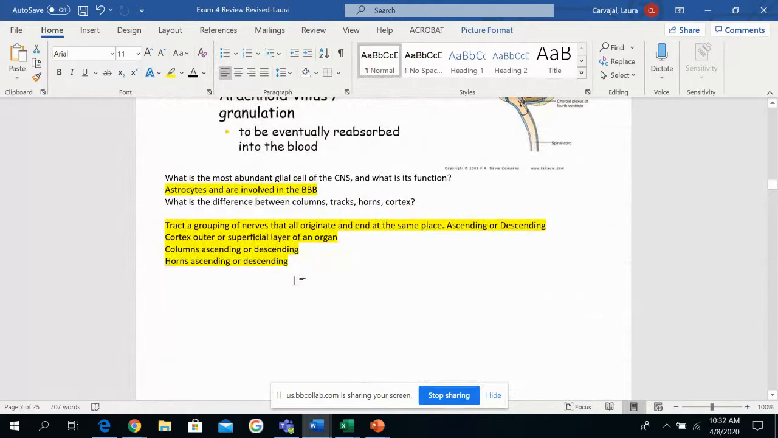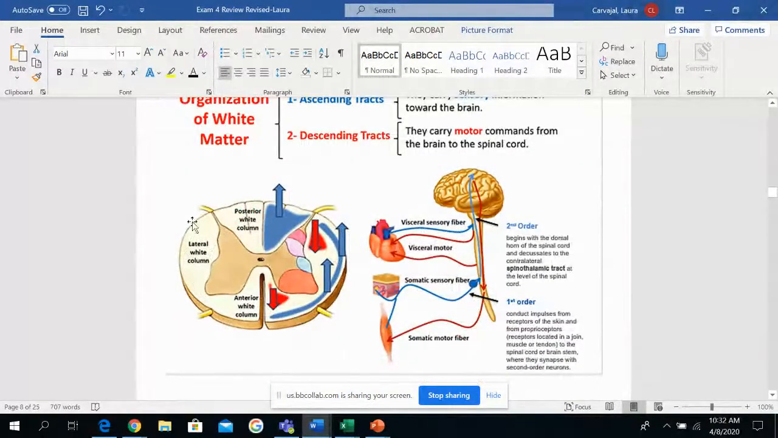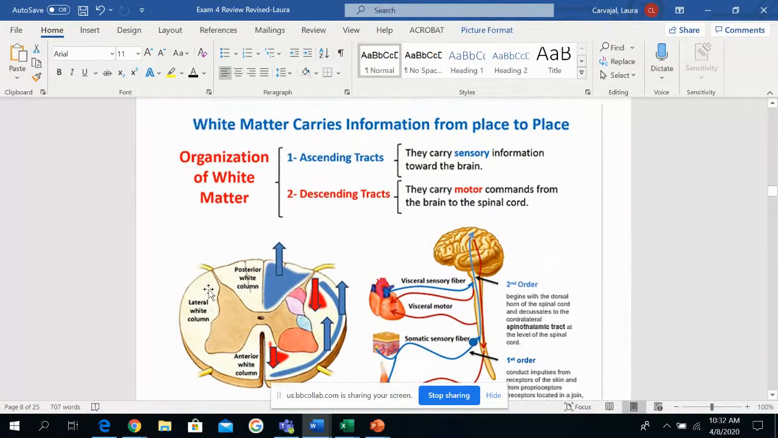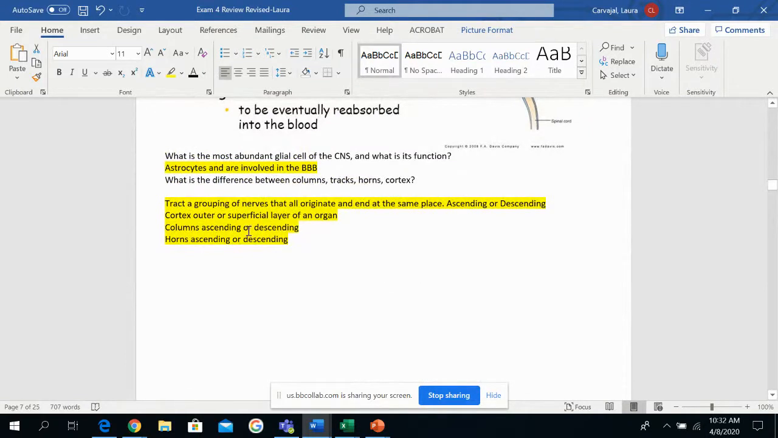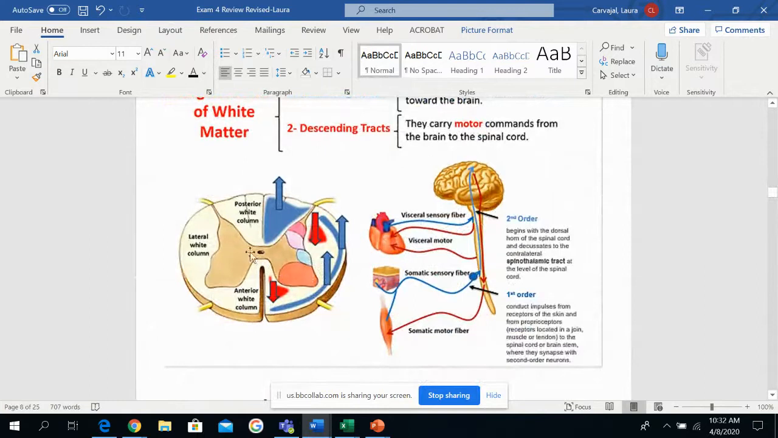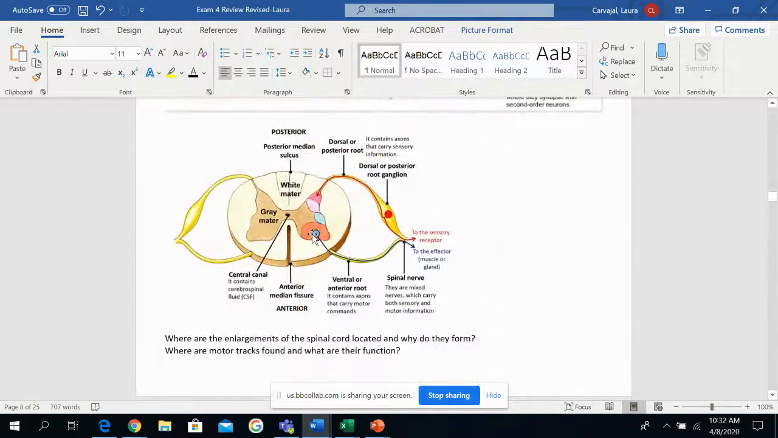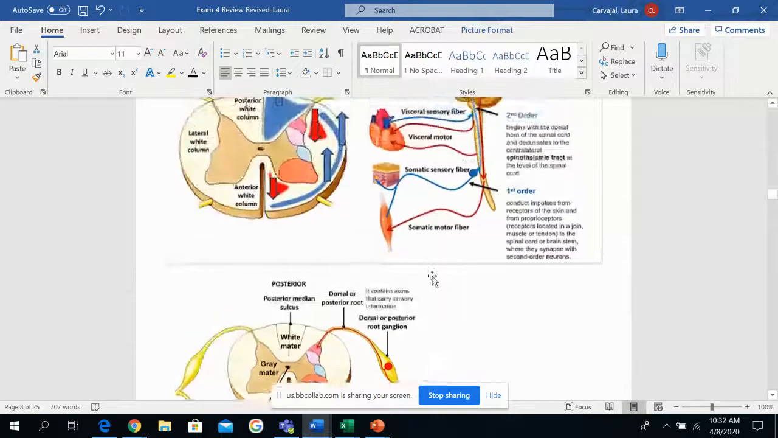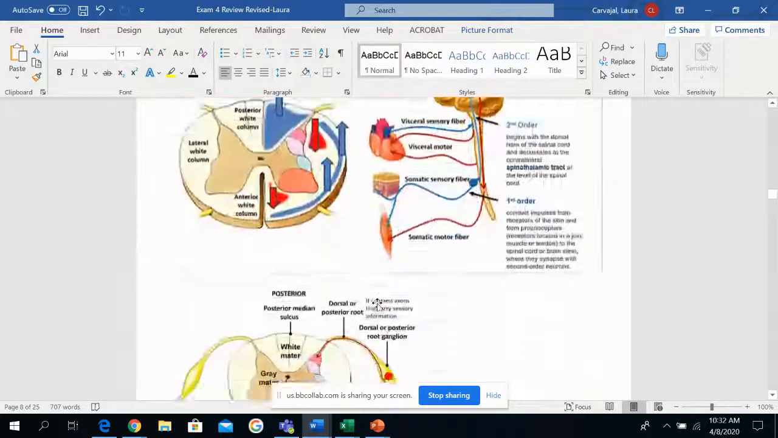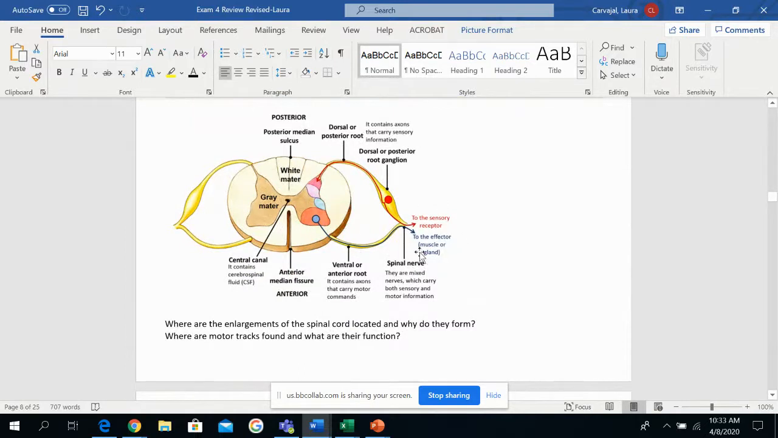Now we can also have columns that do the same thing. So we have columns right here that are a grouping of nerves that are either sensory or motor, that can carry information ascending or descending depending on the nerve that they're using. And horns are these guys in the gray matter, and depending on their location, for example here, the ventral or anterior horn goes into the ventral or anterior root, and it goes into the muscle or effector organ. So this one is motor, is descending, because it's sending information to the effector muscle or organ.